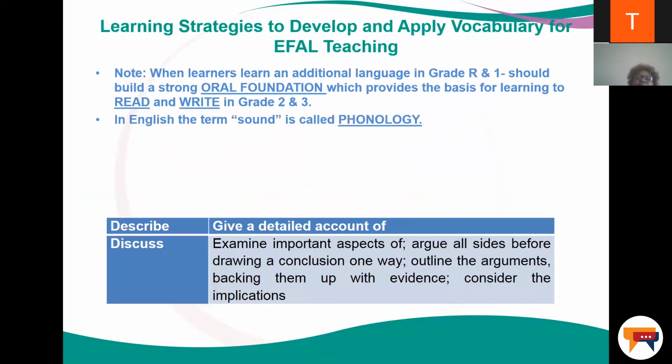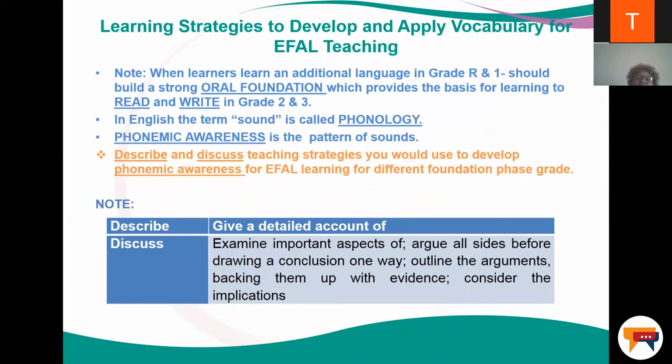Let's look at strategies to develop and apply vocabulary for IFA. These are very key. Note, when learners learn an additional language in grade R and 1, you should build a strong oral foundation, which provides the basis for learning to read and write in grade 2 and 3. In English, the term for sound is phonology. Phonemic awareness is the pattern of sounds.